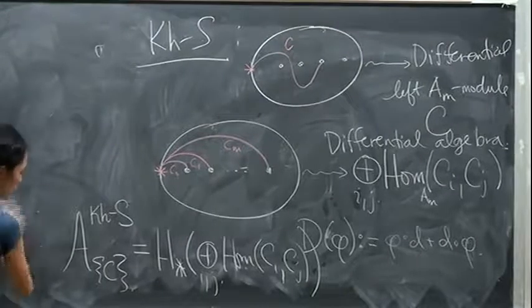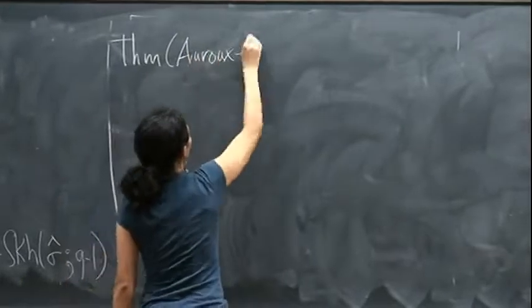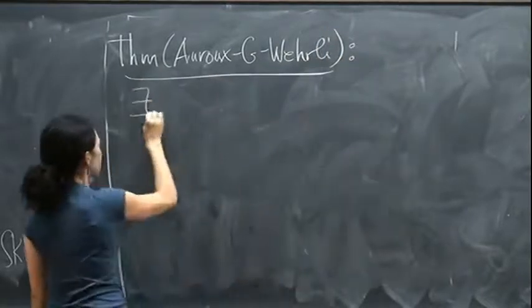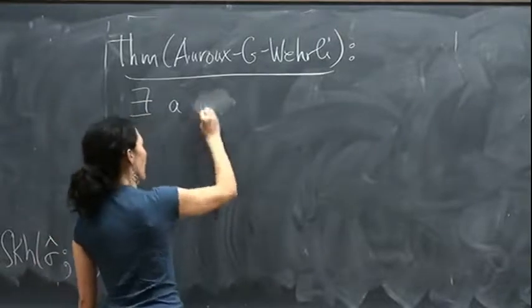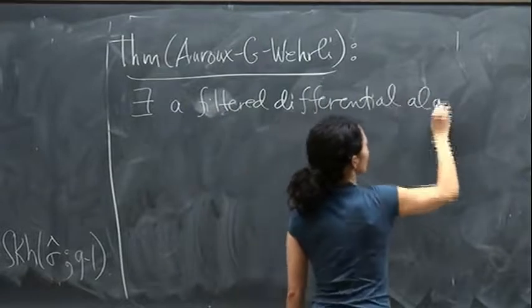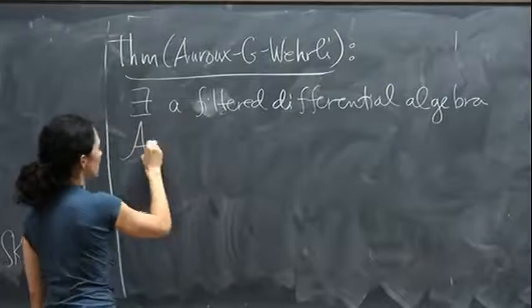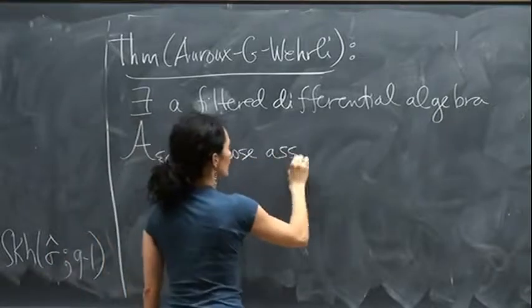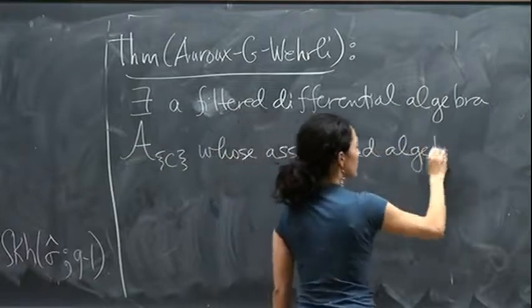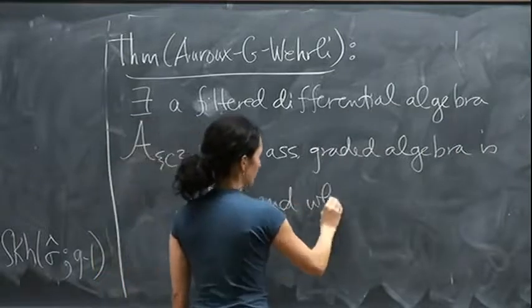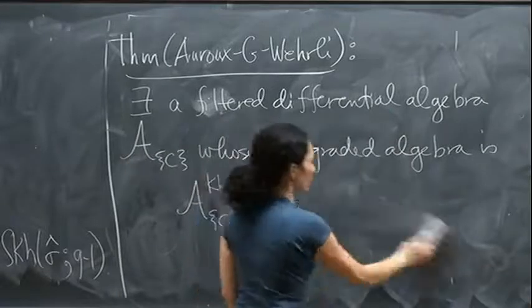The theorem is that there's a relationship between these algebras. More precisely, there exists a filtered differential algebra, let's just call it A, whose associated graded algebra is this Khovanov-Seidel algebra, and which converges to the Heegaard-Floer algebra.